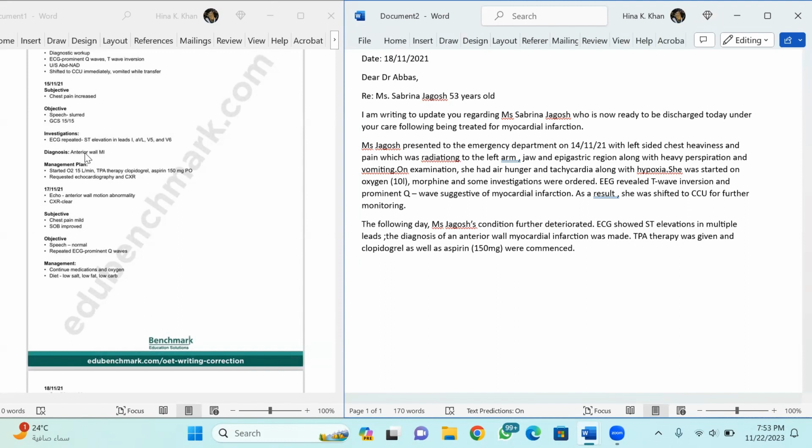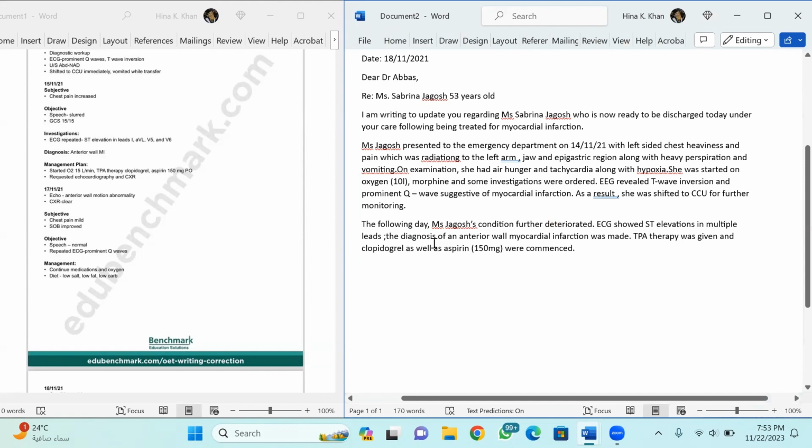Again, you are writing to a GP, so it's not that relevant because the GP will not understand the leads. But yes, if you were writing to a cardiologist, then you have to mention the leads in which it was deteriorating. But again, if you can manage, you can just write the leads also.